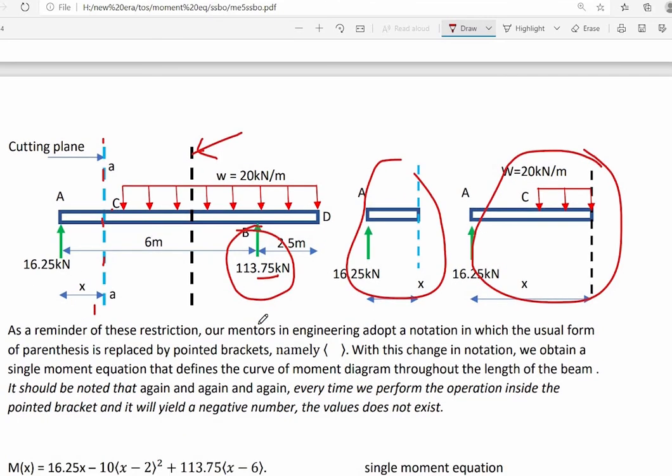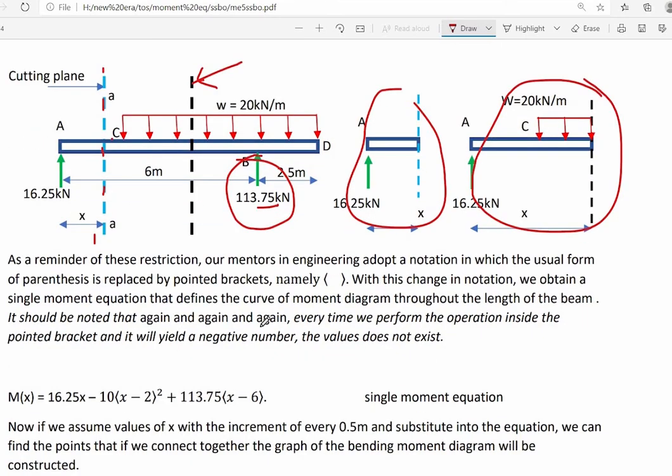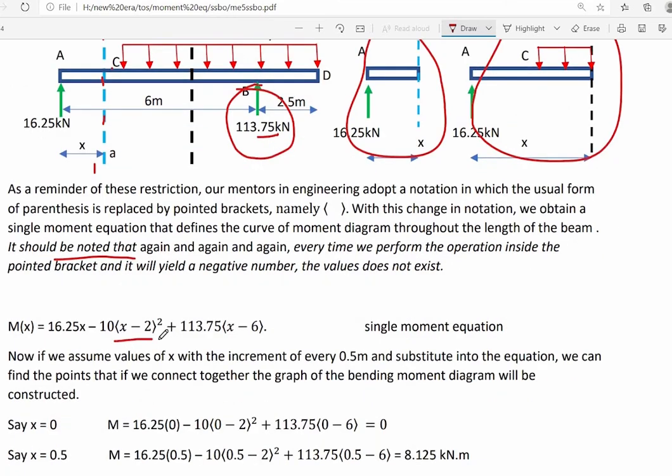As a reminder of this restriction, our mentors in engineering adopt a notation in which the usual form of parentheses is replaced by pointed brackets. With this change in notation, we obtain a single moment equation that defines the curved moment diagram throughout the length of the beam. It should be noted that every time we perform the operation inside the pointed bracket and it yields a negative number, the term of the equation which contains the pointed bracket will not exist.